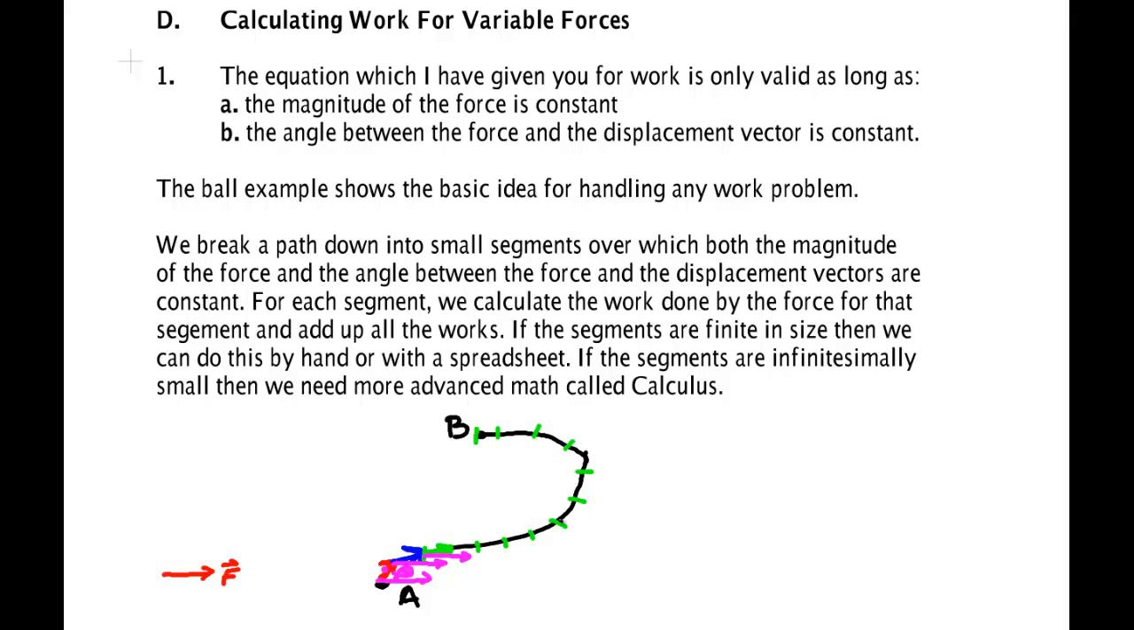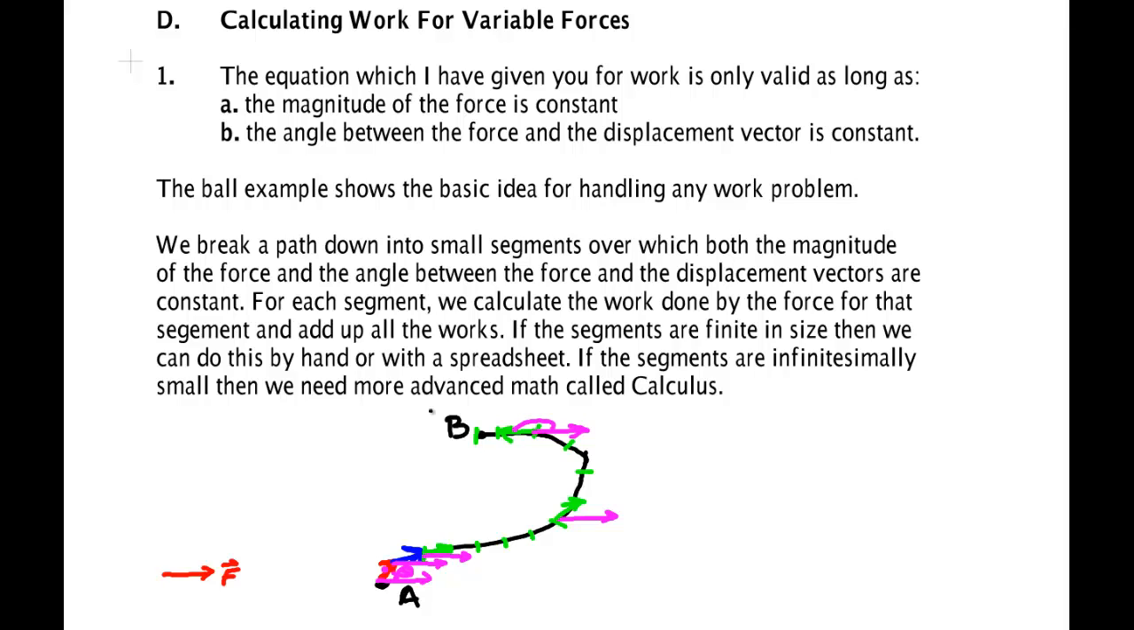So for instance here, there's the force, but the displacement vector is like this. Over here the displacement vector is like this, and the force is almost 180 degrees out of alignment with it. So this is going to be producing negative work, whereas over here you had positive work. You do this at each point and you sum it up.